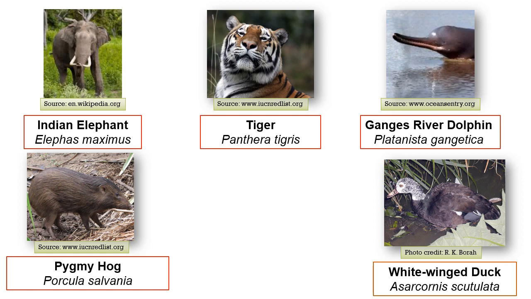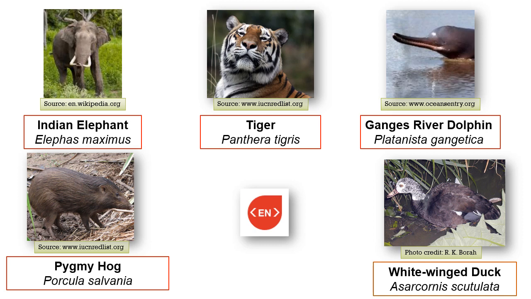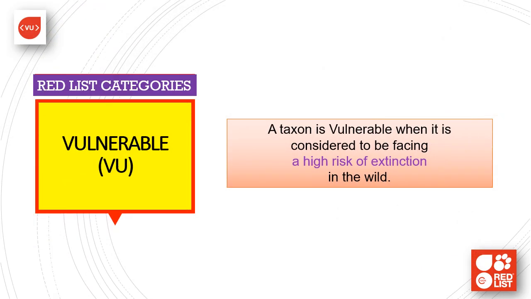Next is the white-winged wood duck, Asarcornis scutulata, and it is declared as the state bird of Assam. Now, all these species together are examples of endangered species. Vulnerable. A taxon is vulnerable when it is considered to be facing a high risk of extinction in the wild.